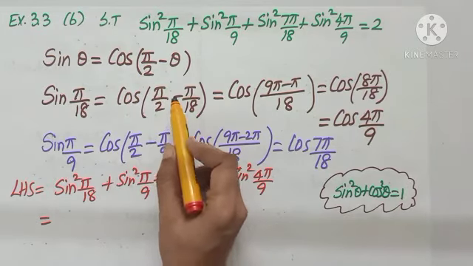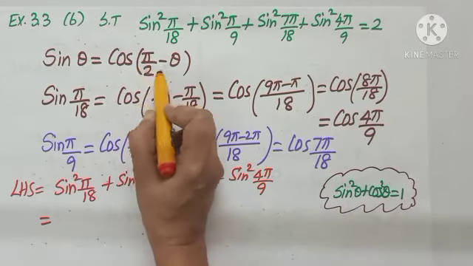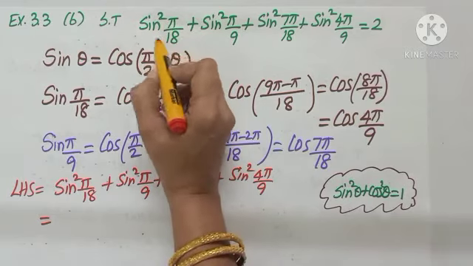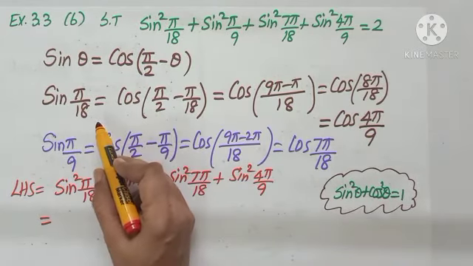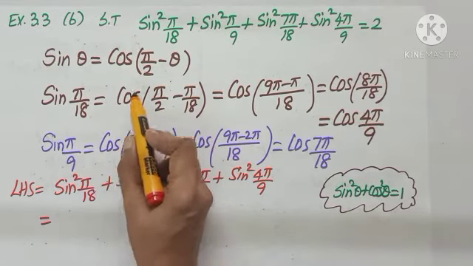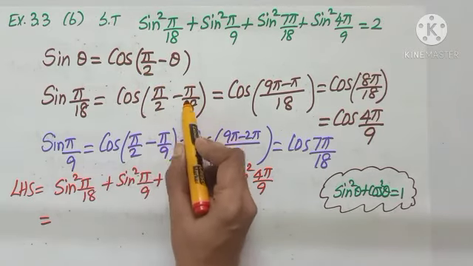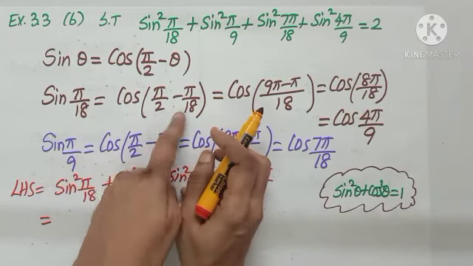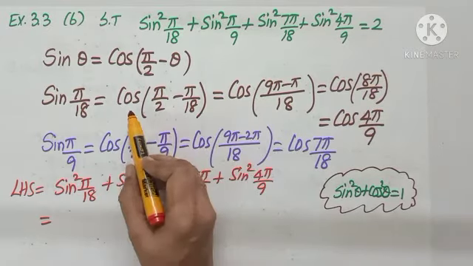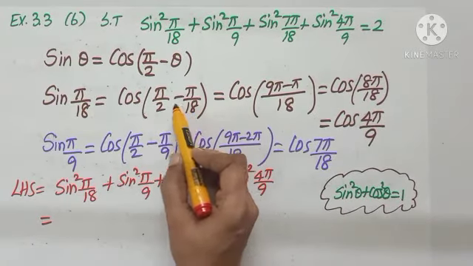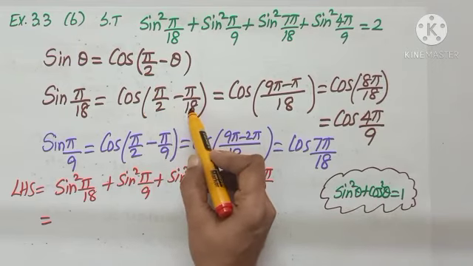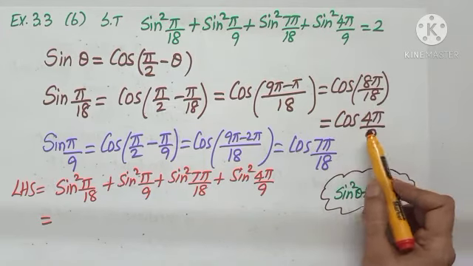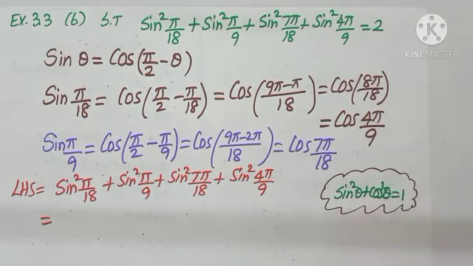In first quadrant we are in. Whenever pi by 2 comes, change. Cos will become sine. Now take the first ratio, sine pi by 18. Use this formula, cos of pi by 2 minus pi by 18. Sine becomes cos, angle becomes pi by 2 minus that angle. As I substitute, take LCM, it is 9 times. So 9 pi minus pi, that is 8 pi by 18, it reduces to cos 4 pi by 9.